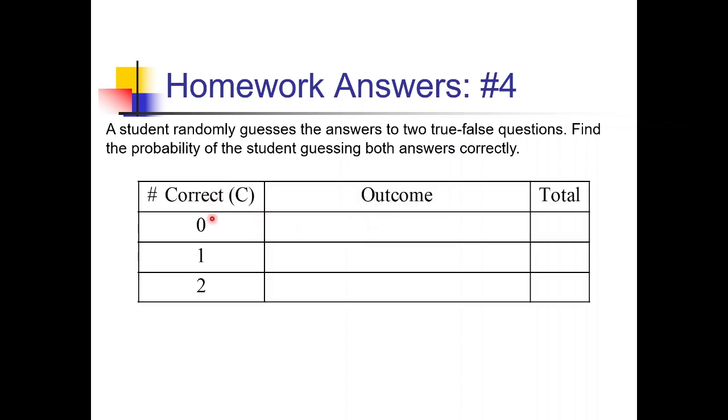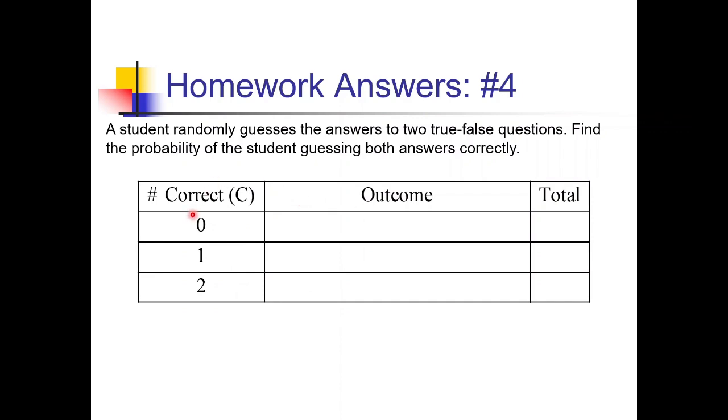For this one, we have a student randomly guessing answers to two true-false questions. We want the probability of guessing both answers correctly. So we can do this by making up a table and listing out the possible outcomes and then figuring out the theoretical probability from that. So here's my table. In each row I have a different number of correct answers. Now let me write down some of the ways of getting each of these.